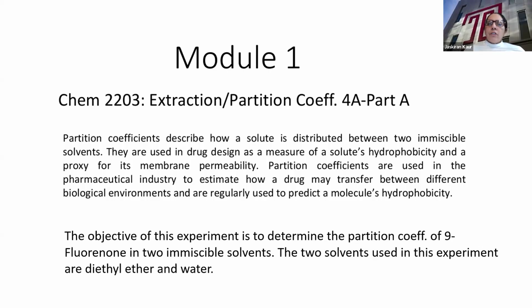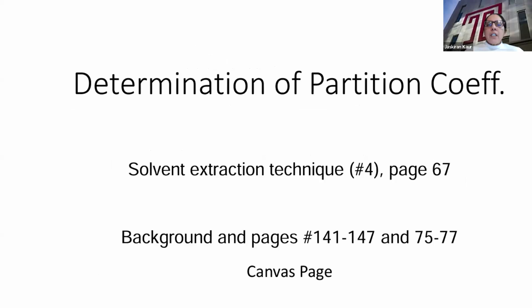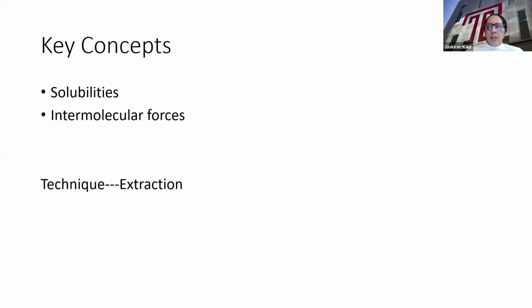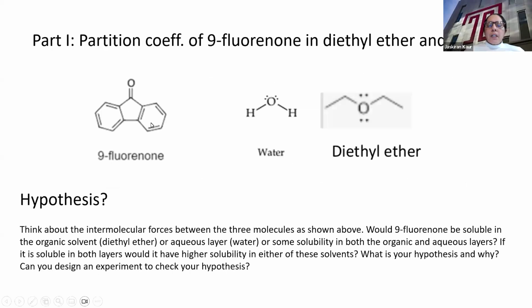So I'm going to introduce what the partition coefficient is, why it is important, and then we'll talk a little bit more about how we determine it using the technique of extraction. The partition coefficient is determined to figure out the distribution of a compound in two solvents, and these two solvents need to be immiscible with each other. In this particular experiment, you'll be using 9-fluorenone.